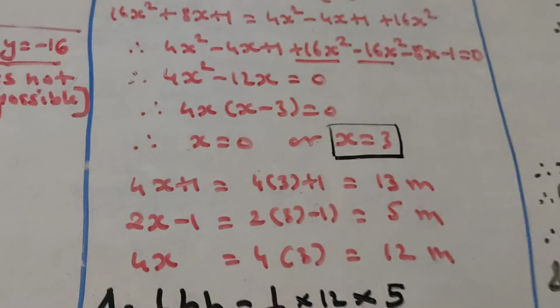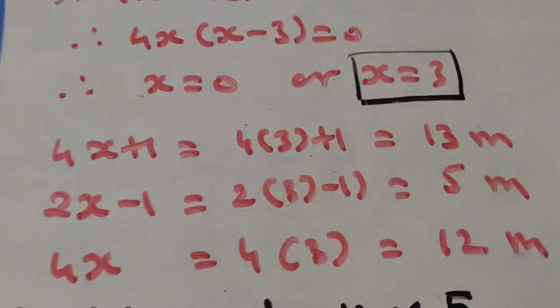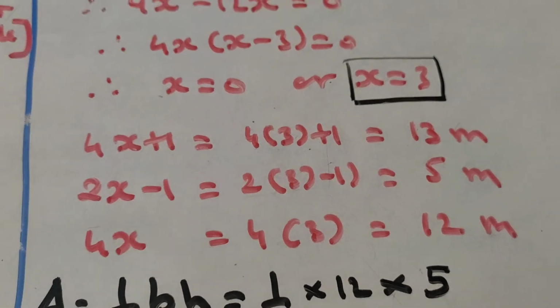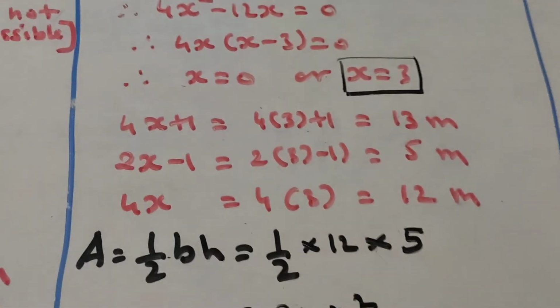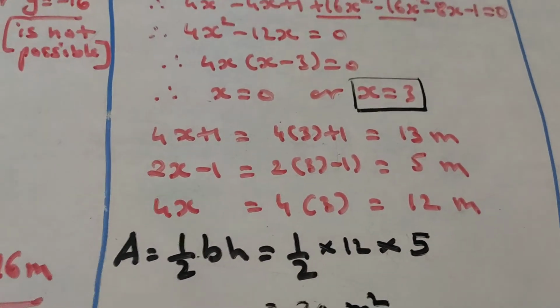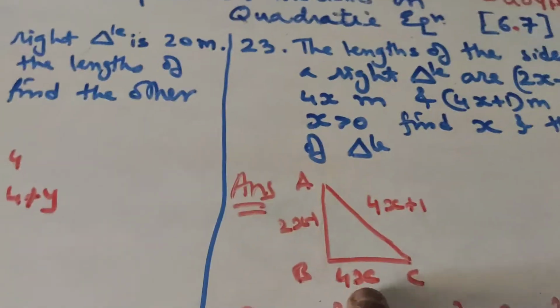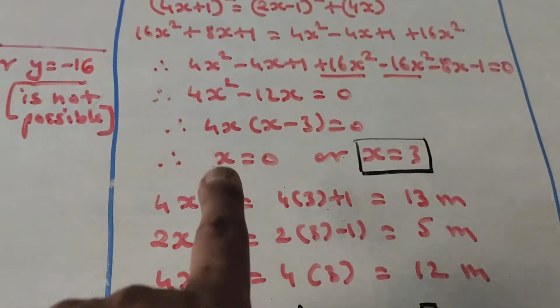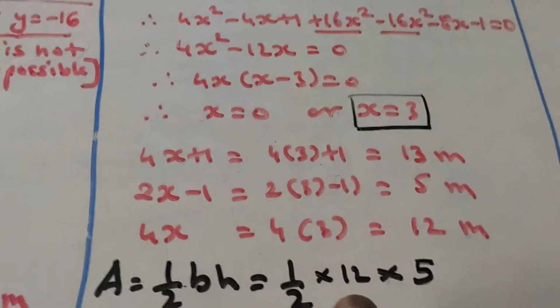Placing the value of x in the given sides 4x plus 1, 2x minus 1 and 4x, you get 13 meter, 5 meter and 12 meter. Here our sum is not ending, we require to find the area. So area is equal to half base into height is equal to 1 upon 2. What is the base? Base is 4x, and our 4x what we got is 12 meter, so multiply by 12.